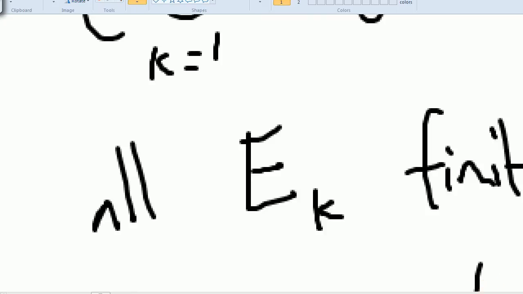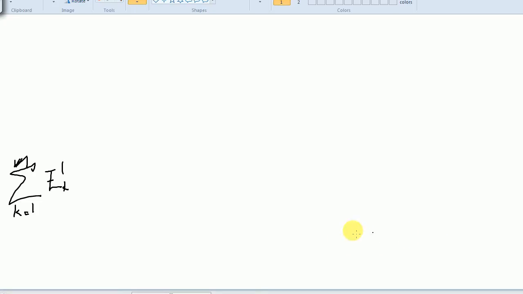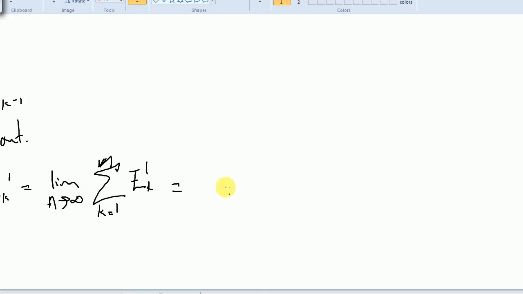The sum of all these e sub k prime is just going to be equal to the measure of e sub k, hold on. Okay, I see what the problem was. I was supposed to write the sum not of e sub k's, but of the measure of the e sub k primes. So let me go ahead and do that.